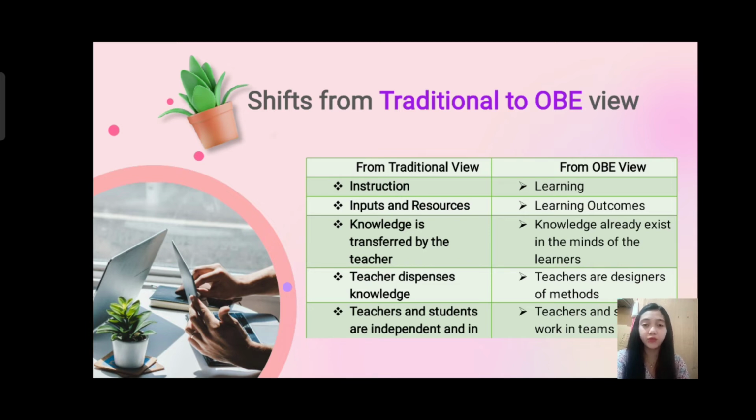Next, from inputs and resources, shift to learning outcome. So they also differ on the materials they use to meet the expected learning outcome. So next, in traditional, knowledge is transferred by the teacher. So the teacher is the one who will initiate giving the students the learning that they need. While in OBE, knowledge already exists in the mind of the students. So the students are required to study the lesson first before the teacher discusses the topic. As we have observed during an activity or when given modules, teachers usually let us learn on our own and let us answer on our own.